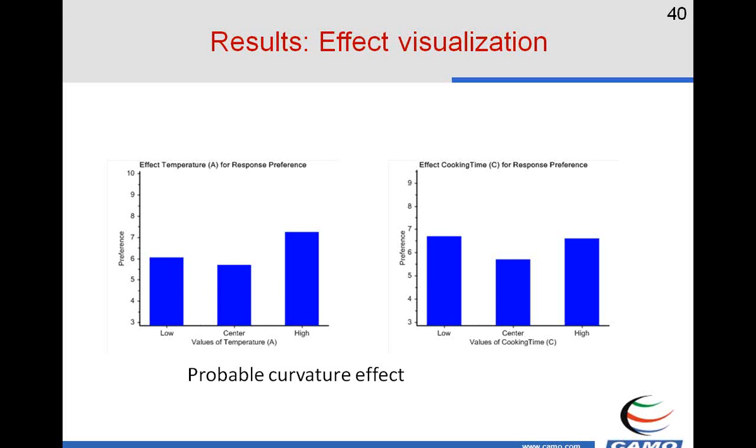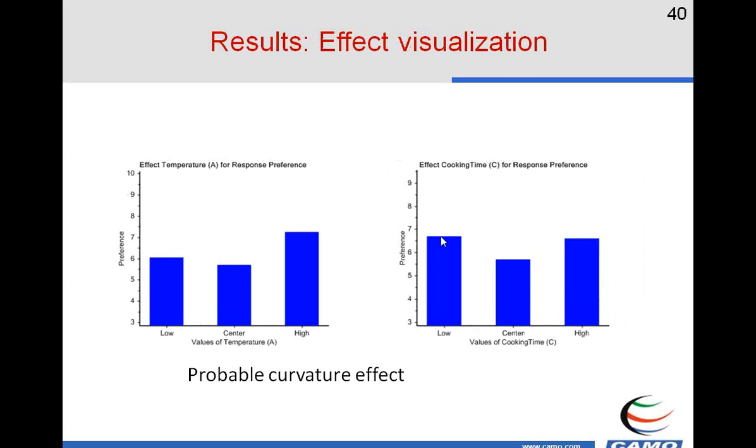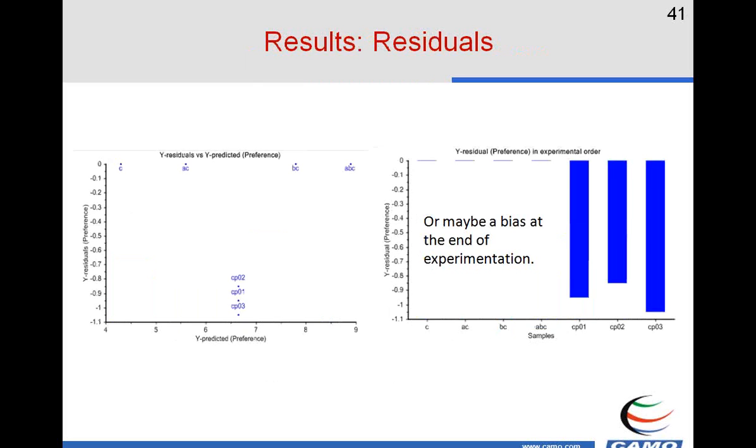Same thing for the cooking time. And we don't see it significant because basically the value at low and high are very similar. So maybe here there is something to do with going a bit further and investigate more, maybe do a response surface analysis. Also because in the order here we haven't randomized the center samples. So maybe there has been a deviation at the end of the process.